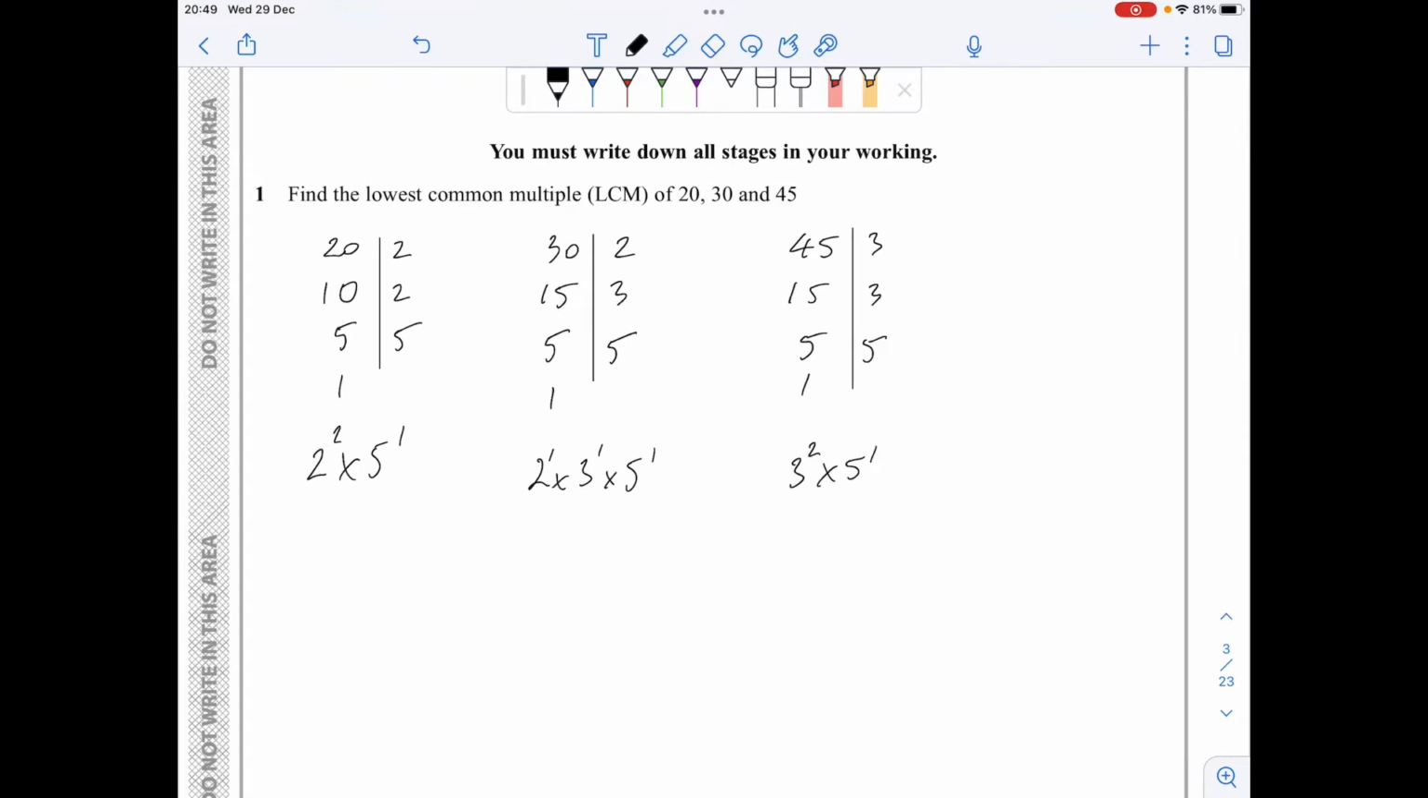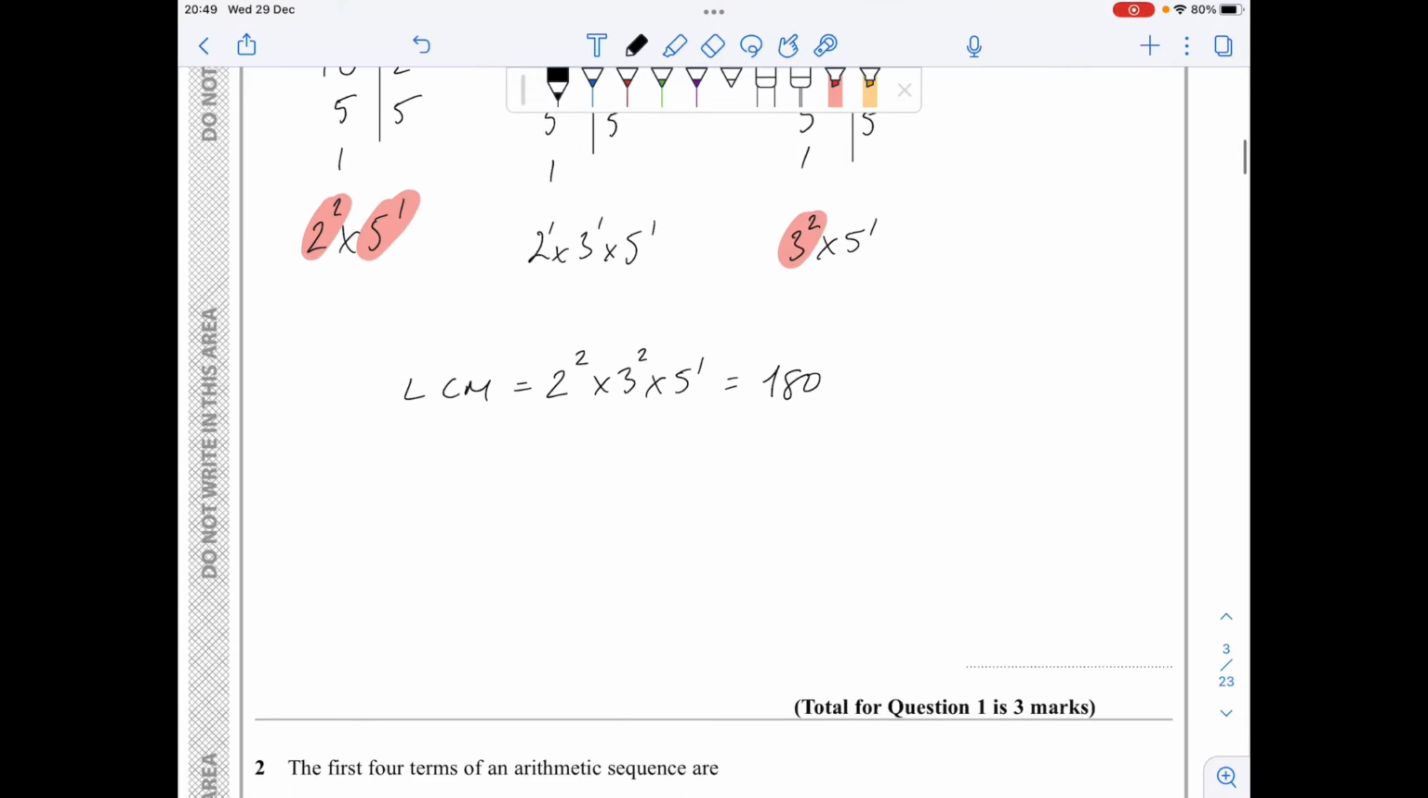Now the lowest common multiple includes all the prime factors to their highest powers. So I'm going to include a 2 to the power of 2. I'm going to include a 3 to the power of 2 and a 5 to the power of 1. You can take this from any number you want. So the lowest common multiple is 2 squared times 3 squared times 5 to the power of 1, which will be 180.